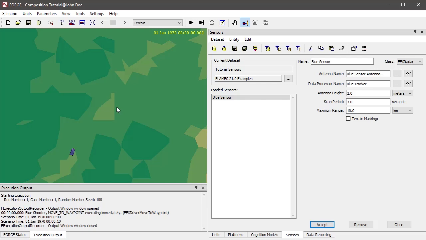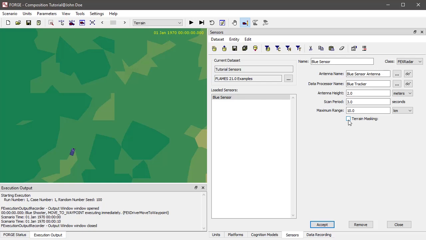We have a very simplistic representation of a radar model, and that's what this is right here. It has an antenna height, and we'll talk about antennas in a minute. It has a scan period, which is the period at which it goes out and basically takes a snapshot of the things that are around it, and then a maximum range. So it can only see things, in this case, within 10 kilometers. And then there's a little checkbox here that says whether or not terrain is going to be considered. Without terrain, if that box is not checked, we will see everything regardless of whether it's on the other side of a hill or not. If we check that box, then terrain is considered.